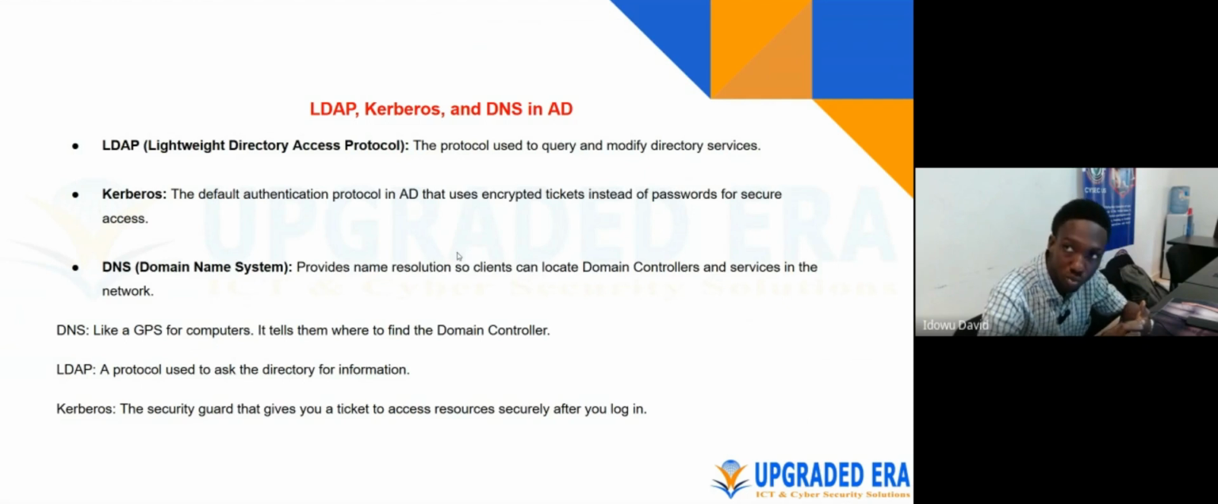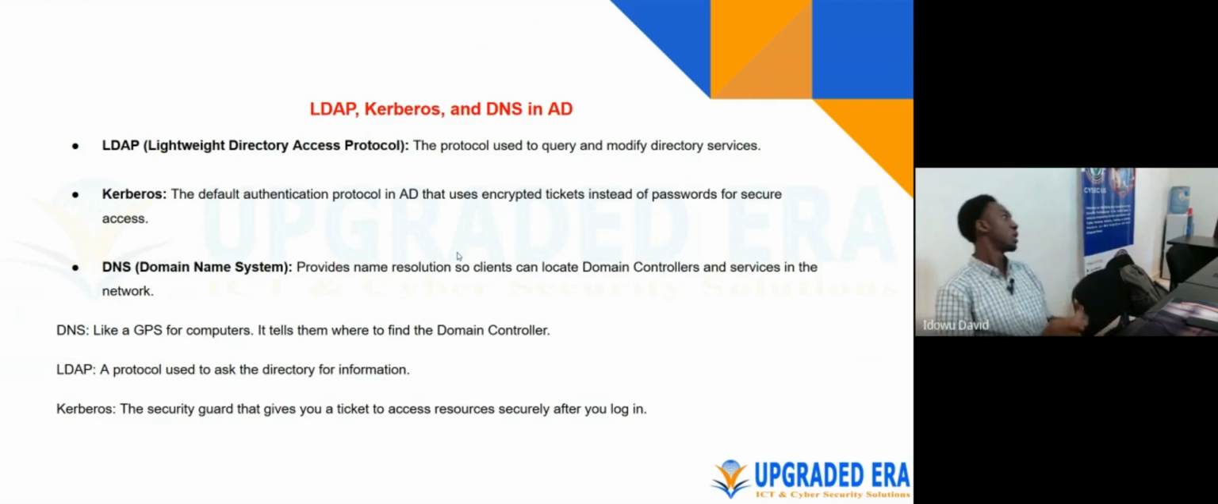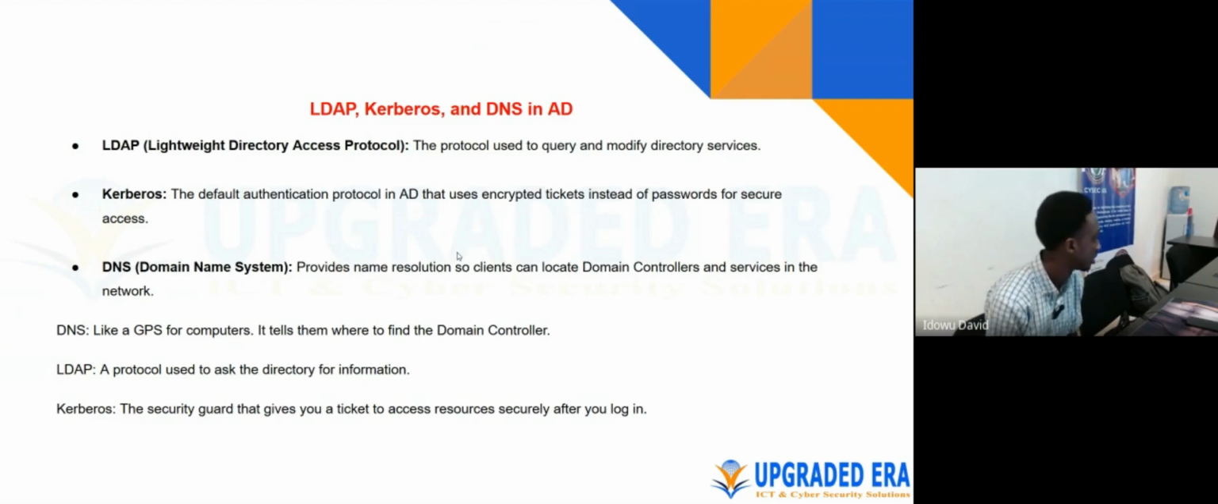Now we'll move on to LDAP, Kerberos, and DNS in Active Directory. This is more like a walk into authentication and authorization in Active Directory. LDAP, short for Lightweight Directory Access Protocol, is a protocol that is used to query and modify directory services. Kerberos is the default authentication protocol in an Active Directory that uses encrypted tickets instead of passwords for secure access.